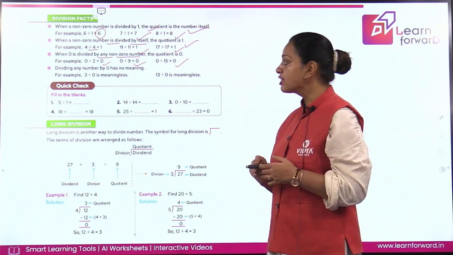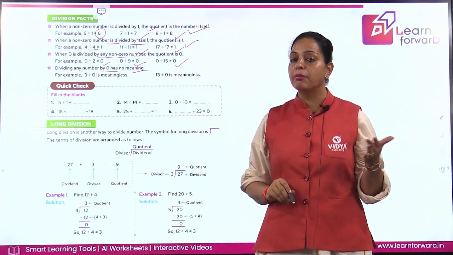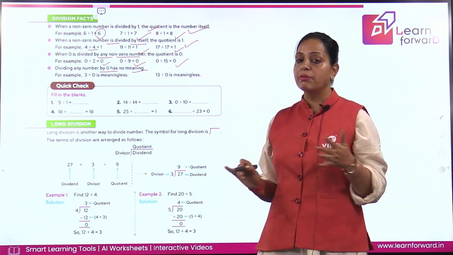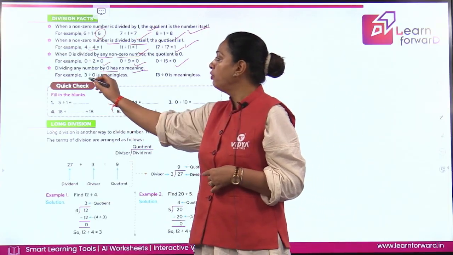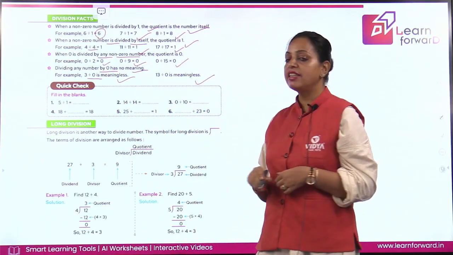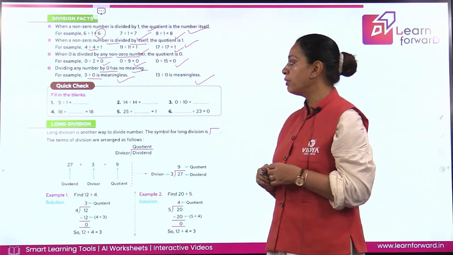Now, the last one: dividing any number by 0 has no meaning. अगर हम किसी number को 0 से divide करेंगे, then that is meaningless. उसे हम define नहीं कर सकते. 3 divided by 0 is meaningless. 13 divided by 0 is meaningless. Okay, I hope these points are very much clear to you.